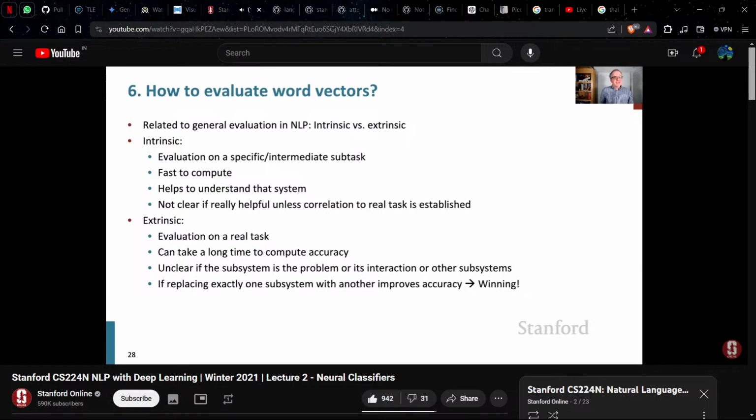Well, that's a real proof that this is doing something useful. So in some ways, it's just clearly better. But on the other hand, it also has some disadvantages. It takes a lot longer to evaluate on an extrinsic task because it's a much bigger system.